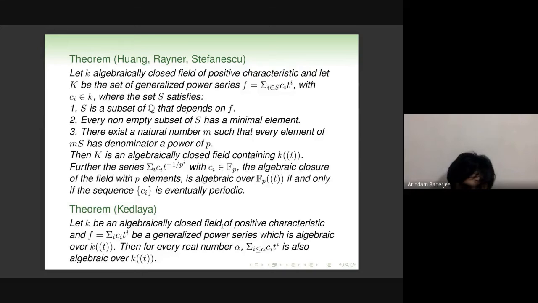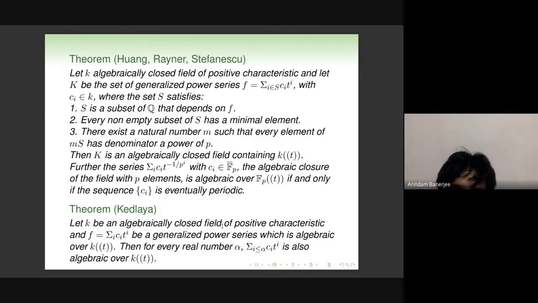So what Kedlaya says is that if small k is an algebraically closed field of characteristic p, and F is a generalized power series which is algebraic over k double bracket T, then for every real number alpha, if you truncate this series up to alpha, then it is also algebraic over k. This is a crucial theorem using which he gives the description of both the algebraic closure and the absolute integral closure. Okay, next I'll move to a slightly different topic, but let's see if there are any further questions here.